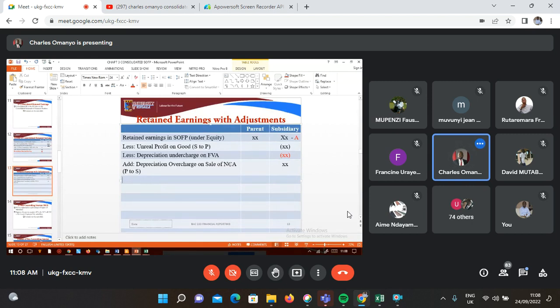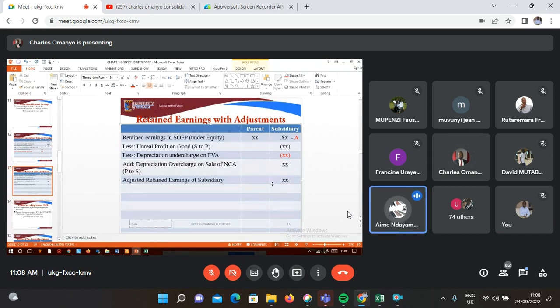Next, you add that total. The answer you get there is called adjusted retained earnings of subsidiary.